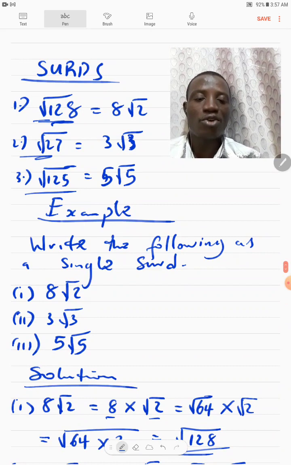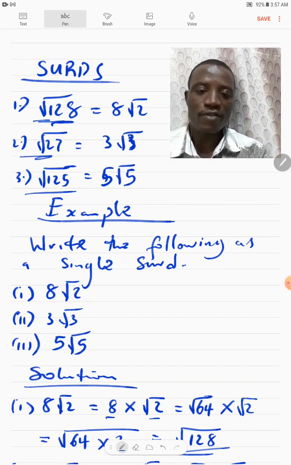So this is how you can go to and fro when it comes to simplification of surds.